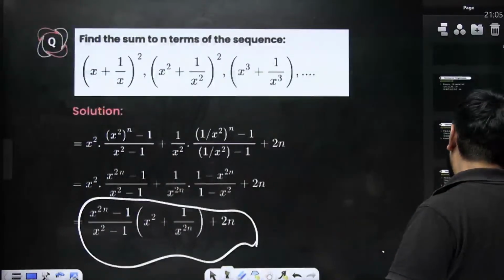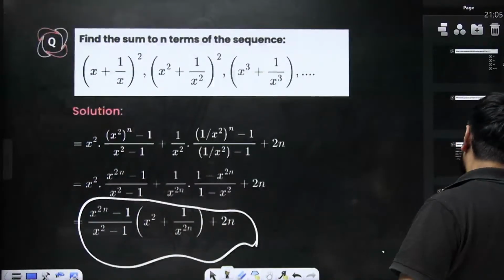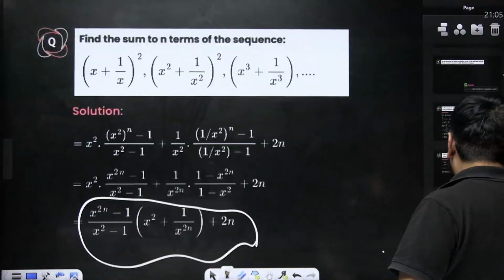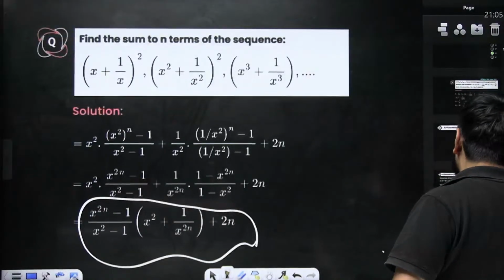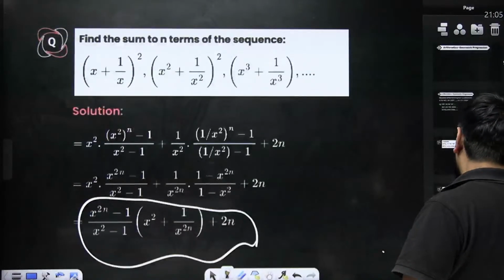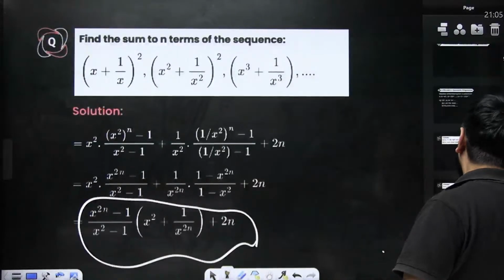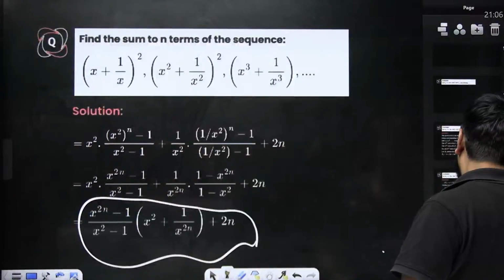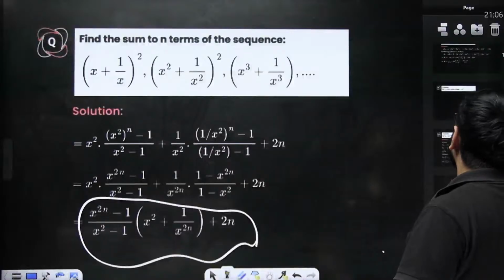For example, one more I'm showing you just now. After that, we'll go on to some more concepts. For example, something like this.